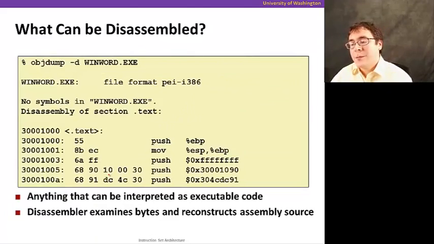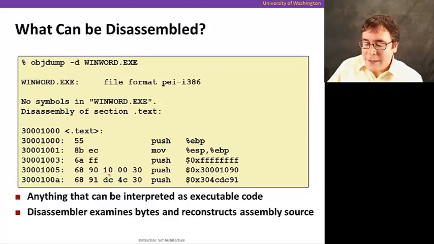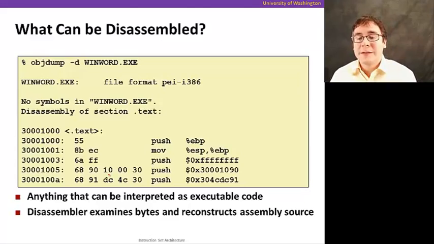So what can be disassembled? Well, anything that can be interpreted as executable code can be disassembled. You might try to take any random piece of binary data and disassemble it, but you might not get valid instructions. So what makes sense to disassemble is essentially parts of your memory that happen to store binary code. Essentially, anything that can be interpreted as executable code can be disassembled.